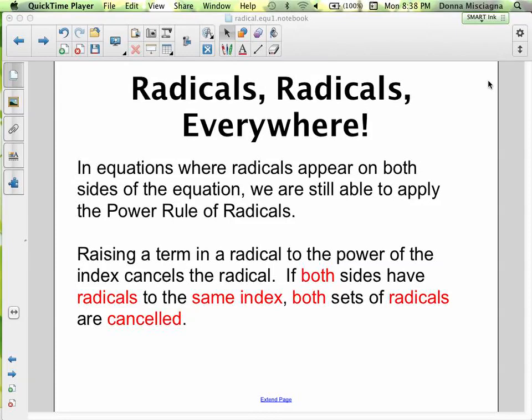Radicals, radicals everywhere. In equations where radicals appear on both sides of the equation, we're still able to apply the power rule of radicals. Raising a term in a radical to the power of the index cancels the radical. If both sides have radicals to the same index, both sets of radicals are canceled. It's a little more interesting when they're not the same. That's kind of like finding the greatest common factor and raising it to that power. But don't worry, we're only going to be solving where they are the same.